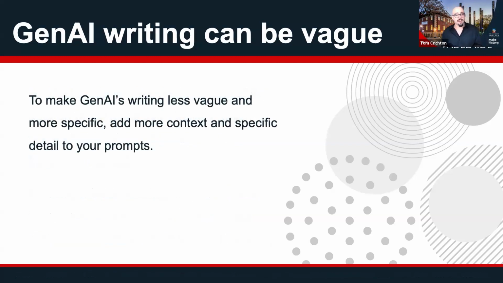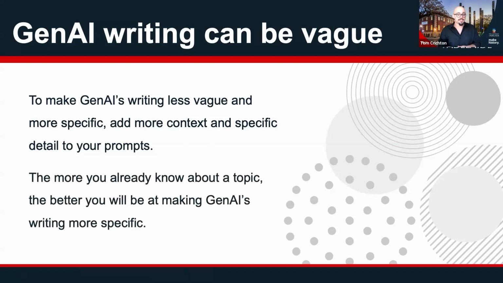One way to make Gen AI's writing less vague and make its output more specific is to add more context and specific detail to your prompts. The more detail and specific context that you provide, the more likely it will be to create less vague writing. And so the more that you already know about a topic, the better you will be at making Gen AI's writing more specific.